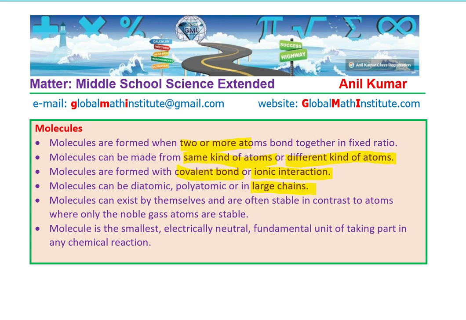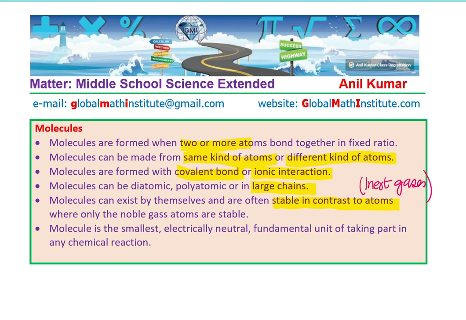Molecules can exist by themselves and are often stable in contrast to atoms. This is another difference between molecules and atoms. Molecules are stable, atoms are not. However, there is an exception to this: inert gases. Argon, krypton, neon, helium, all those inert gases are stable as such. Except for them, most of the other atoms are not stable in their atomic form, where only the noble gas atoms are stable.